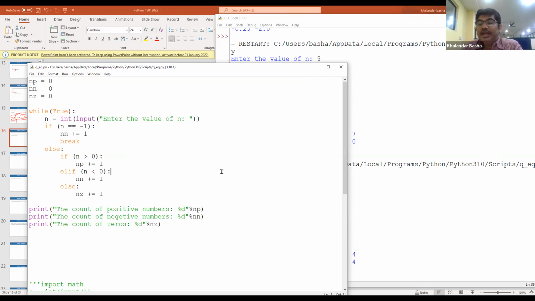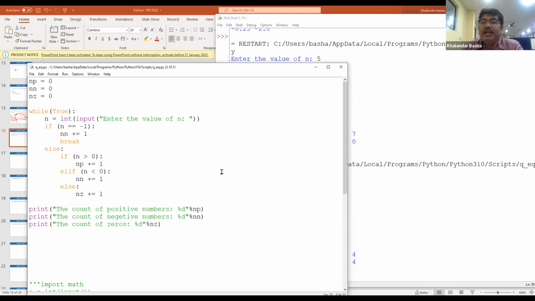So in the program, they asked us to terminate the loop whenever -1 is encountered. So the first condition we will write after reading the data as n is equivalent to int of input, then we will check whether n is equivalent to -1 or not. If n is equivalent to -1, we have to stop the execution, so we'll put a break statement. So it will come outside of the while loop.